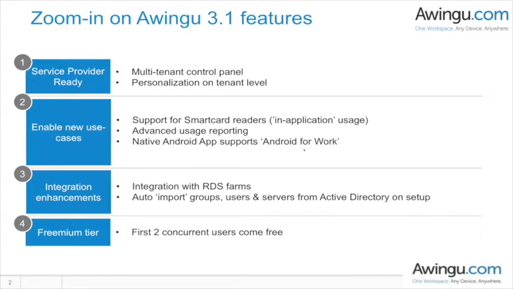So at the highest level, what does Awingu 3.1 bring? As I said, service provider ready. It's about multi-tenant control panel, and it's about personalization on the tenant level. As such, I think Awingu really brings everything that you would expect a solution to have as a service provider. Secondly, we've enabled a number of new use cases, and these actually come from customer demand as we speak. And one of those features is the support for smart card readers, as well as support for usage reporting. And we'll zoom into these two in a second.